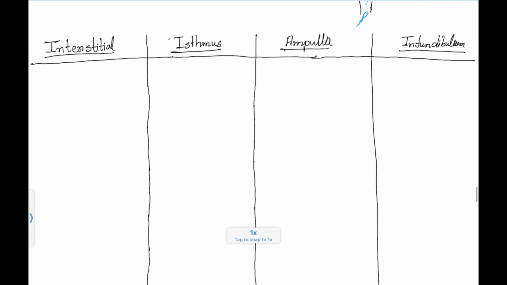Now one by one we will discuss the parts of this fallopian tube. So interstitial or intramural is the first part, isthmus is the second part, and ampulla is the third part.